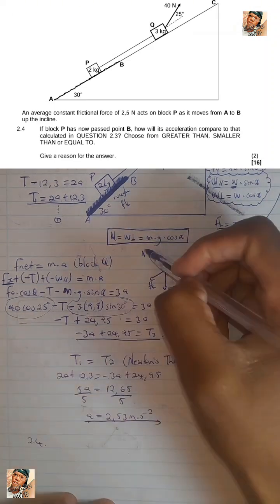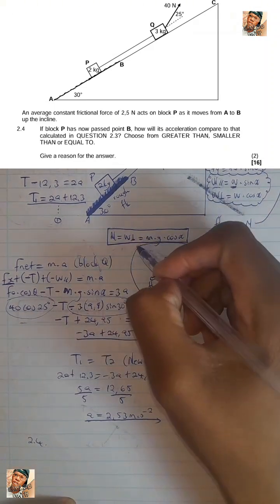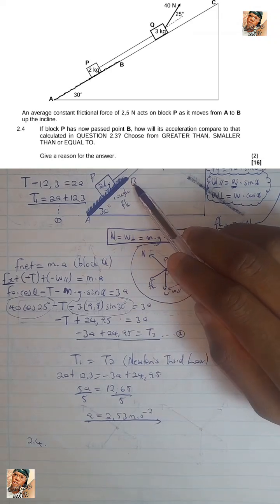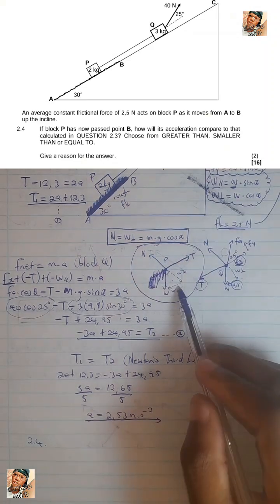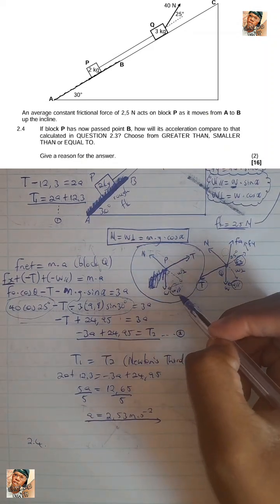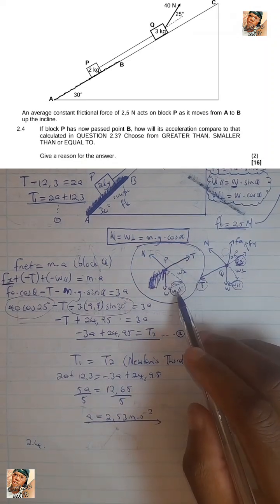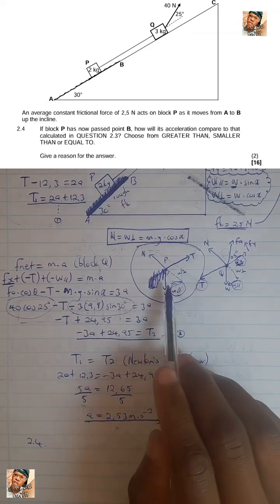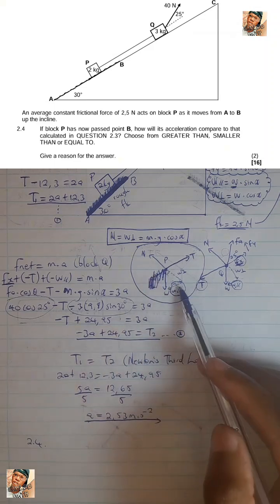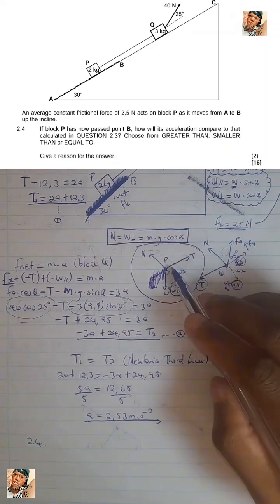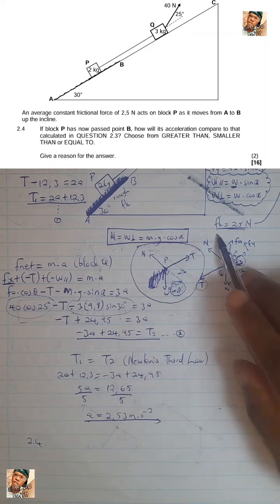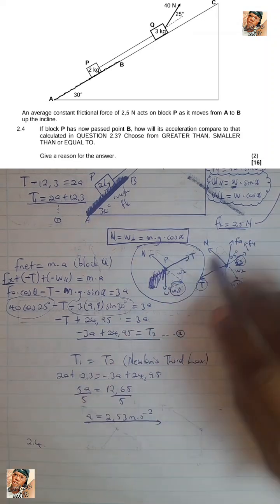Remember that this is the free body diagram of block P. So once it passes point B, it is no longer going to have the frictional force. So that means the only force that is going to be pulling it down is going to be the W parallel, which is the parallel component of the weight, right? So now that we have decreased the force that is pulling it down, that means there's going to be a greater force pulling it up. Therefore, it's going to accelerate because as we increase the net force pulling it up, then it's going to accelerate.